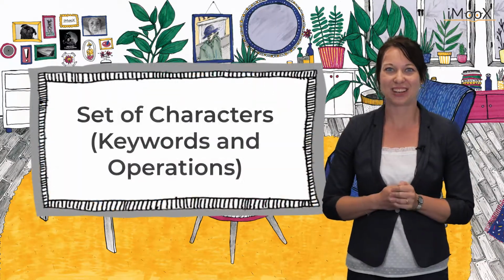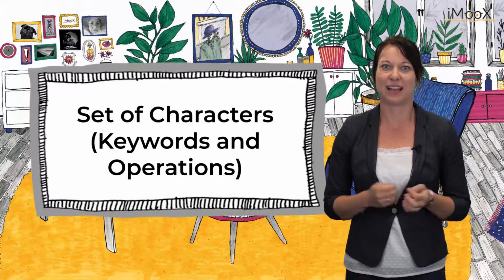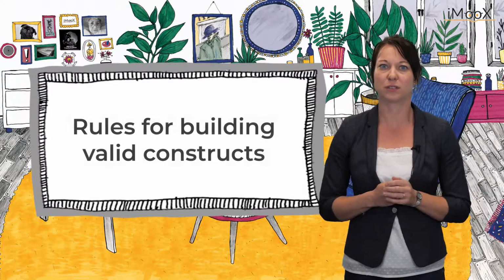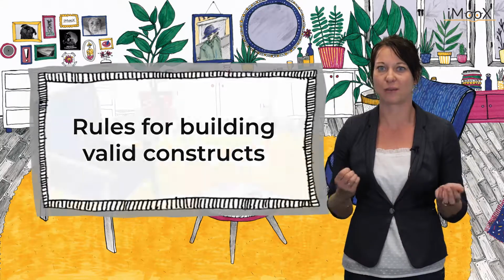It is very important that the programming language is easy to read and understand for the computer, but also for people. Programming languages, like any natural language, consist of a set of characters, for example keywords and operations, and rules for building valid constructs, the grammar. The set of grammatical rules is the syntax of a language. Compliance with these rules, so syntactical correctness, is particularly important for computer programs.